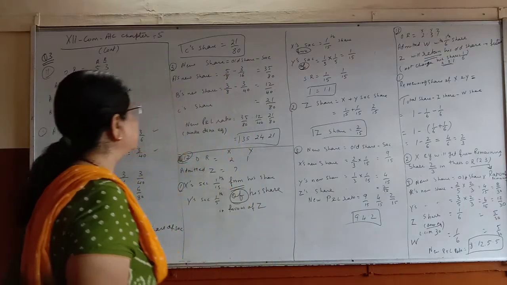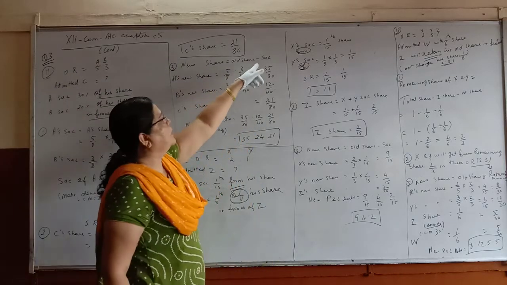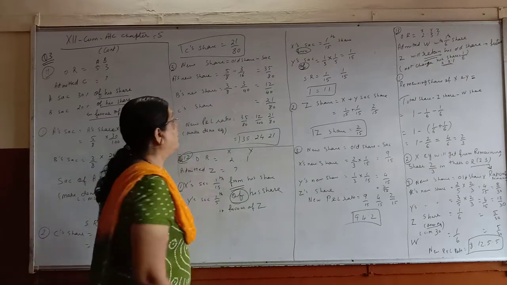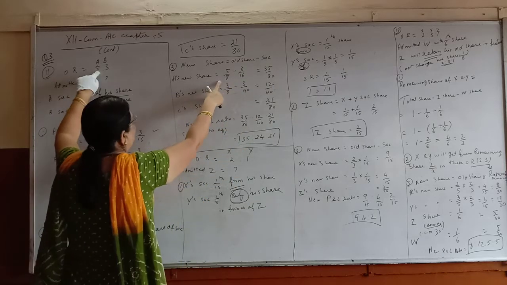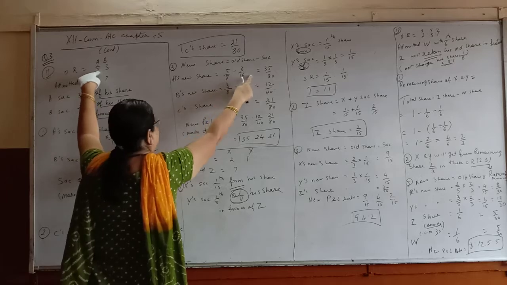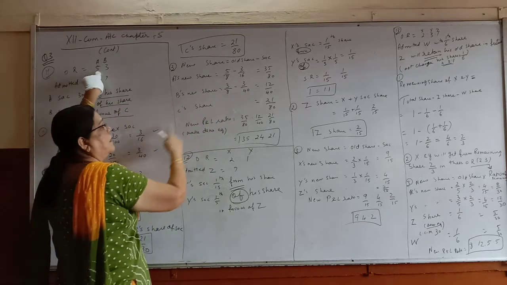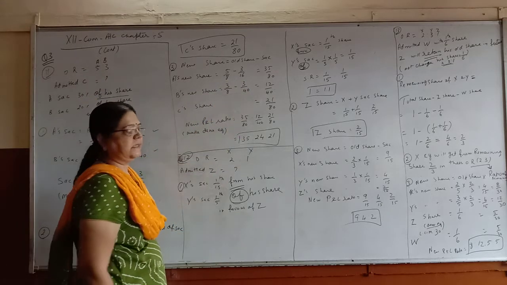Third point is new share. New share means old share minus sacrifice. What is the old share? 5 upon 8 minus sacrifice 3 upon 60. You will get 35 upon 80.